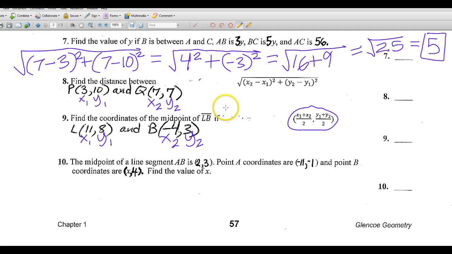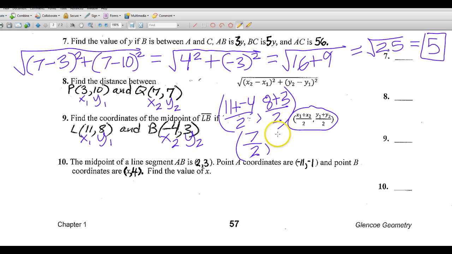So we want to take 11 plus negative 4 and divide by 2, and 8 plus 3 and divide by 2. So 11 and negative 4 will give me 7. 8 and 3, I get 11. I can write that as a decimal. So 3.5 comma 5.5.